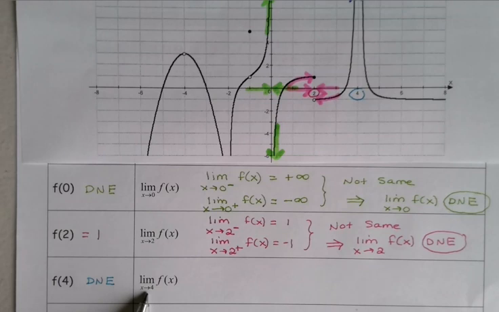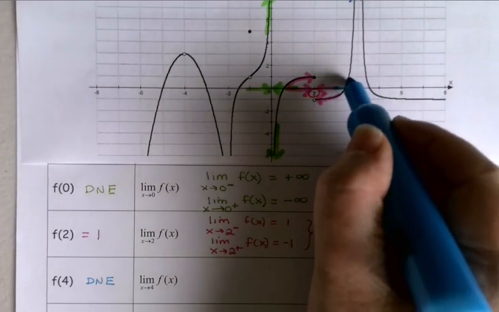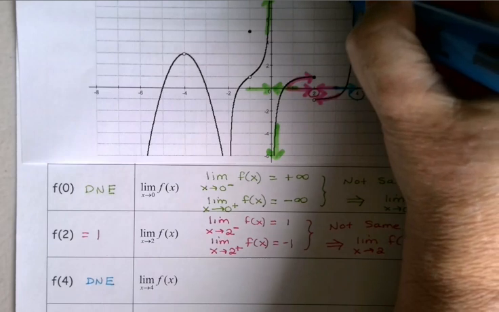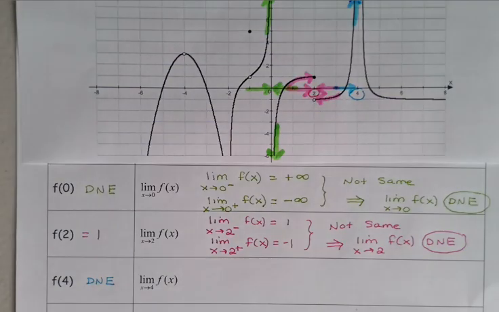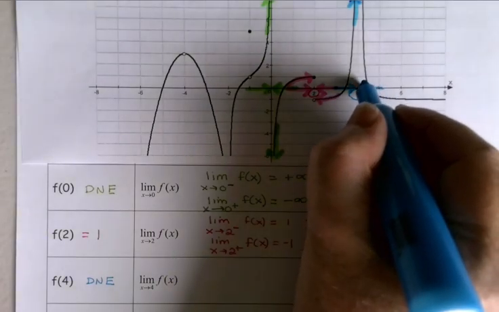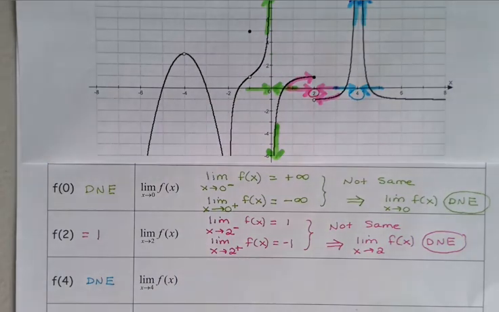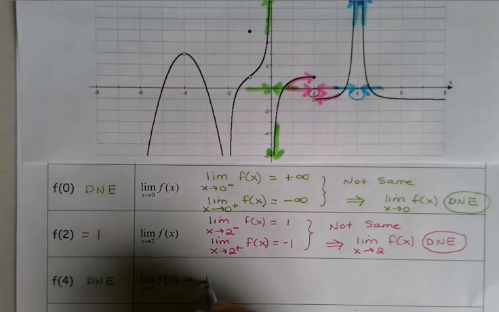Now what about the limit as x approaches 4? If I let the x's approach 4 from the left, the graph is getting very large, towards positive infinity. If I let x approach 4 from the right side, the graph is also getting very large, toward positive infinity. And so this time, I don't think I have to write down the one-sided limits because I think they're the same. From both sides, this graph approaches positive infinity. So that's my limit.